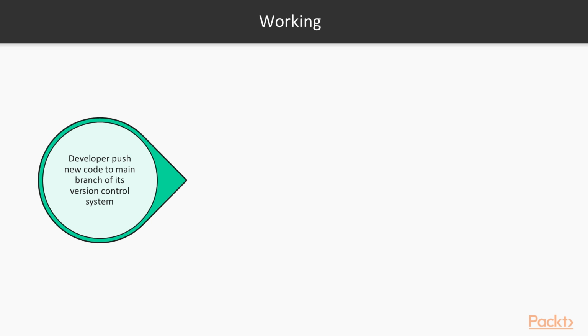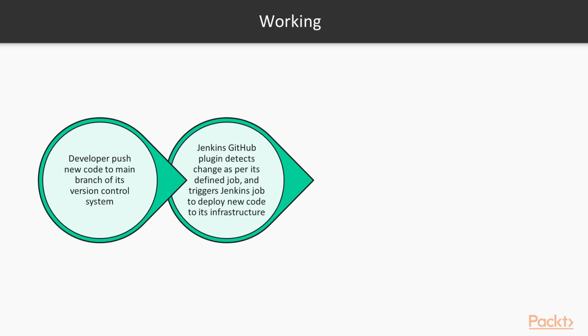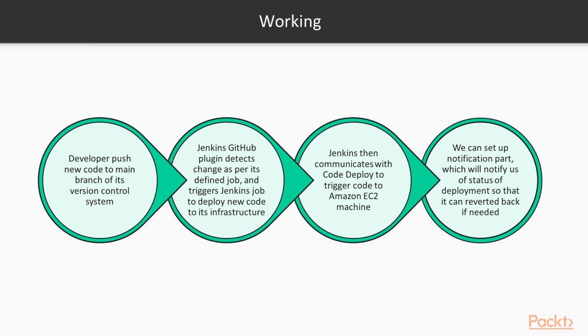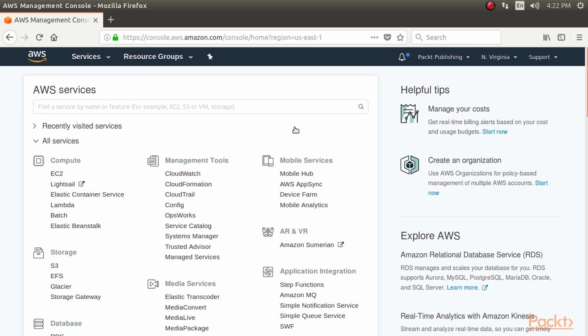It starts with a developer pushing new code to the main branch of its version control system. In our case, it's GitHub. As soon as the new code is pushed, the Jenkins GitHub plugin detects the change as per its defined job, and triggers the Jenkins job to deploy the new code to its infrastructure. Jenkins then communicates with CodeDeploy to trigger the code to the Amazon EC2 machine. Since we need to make sure that our deployment is successful, we can set up a notification part, which will notify us the status of deployment, so that it can revert back if needed. Next, we will look at implementation of the continuous deployment pipeline.